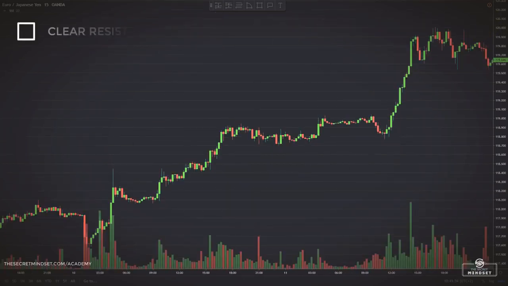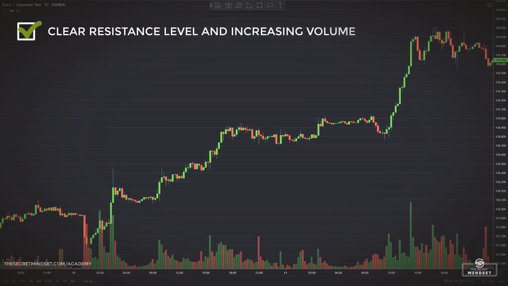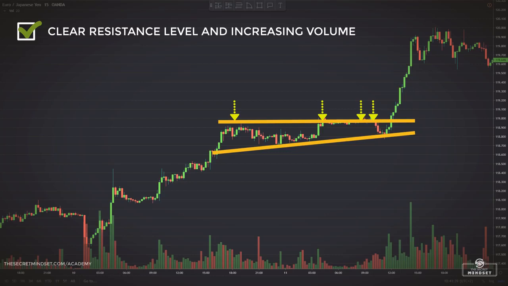Another important tip is that you need to have a clear resistance level, with a series of highs occurring at or near the same price. You don't want to have one or two peaks only, because it might be a swing high or a double top. There needs to be a number of clear attempts by the bulls that go nowhere with the price.